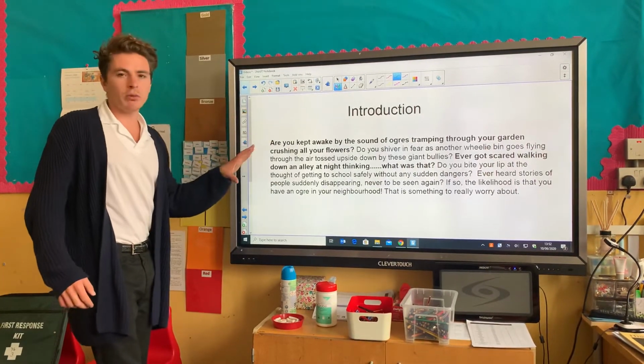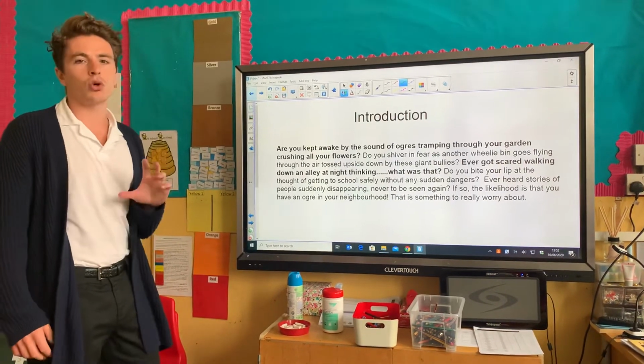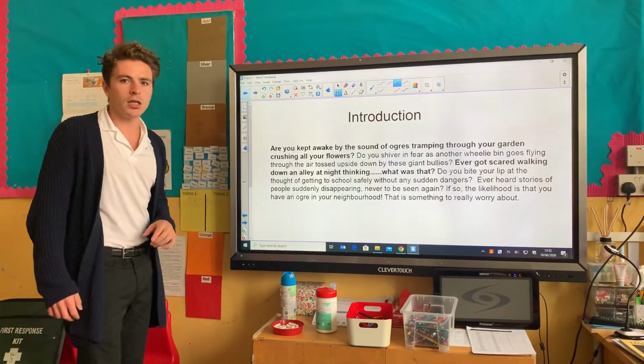The modelled write is going to be really helpful for you to look at that structure, and don't forget your subheadings to organise your work. Good luck guys, and have fun with it.